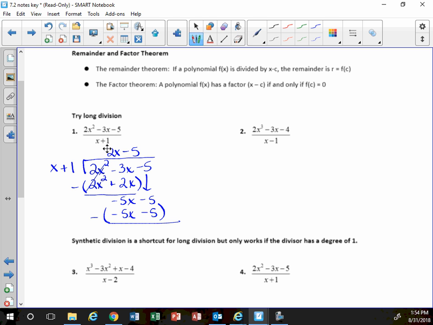Then we subtract. There's a whole lot of negatives here. So negative 5x minus negative 5x is? Okay, so that one's gone. What about negative 5 minus negative 5? 0. Okay, that's your remainder. So that means there is no remainder on this problem. Your answer is the 2x minus 5. Okay.